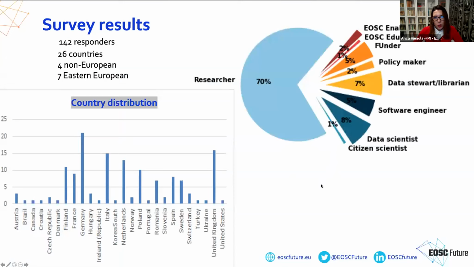142 individuals answered the survey from 26 countries, of which 4 were from outside Europe and 7 from Eastern Europe. You will find out why I said that. Most of them were researchers, as you can see, 70%, but we also had some other categories that are listed here in the pie chart, from citizen scientists to EOSC educators, funders, policymakers, and so on.